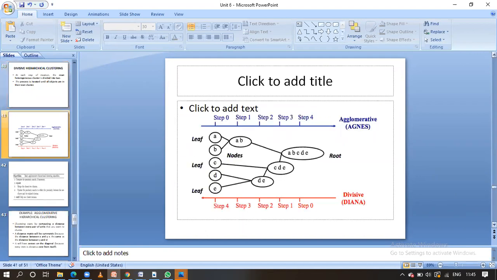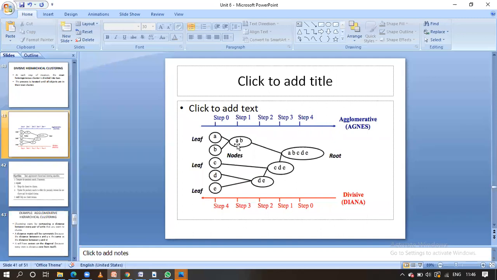Let us go to the next slide. This is the overall diagrammatic representation of agglomerative hierarchical clustering as well as divisive hierarchical clustering. In agglomerative hierarchical clustering, the first step is that we have the individual leaf objects. We combine the objects having similar properties. Suppose A and B have similar properties; we combine them. In the second step, D and E have the same properties, so we combine them. In the third step, C and DE have the same properties, so we combine them.